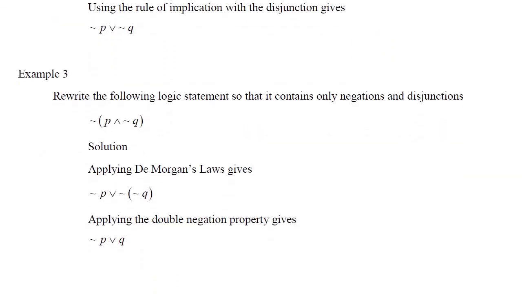All right, our last example here. Rewrite the following logic statement so that it contains only negations and disjunctions. So I have the negation of, open parentheses, P ANDed with not Q. So here we're going to apply De Morgan's laws. So applying De Morgan's laws, I distribute my negation through. That gives me not P. My AND turns into an OR, and I get negation of Q. And now I'm going to apply my double negation property, and that gives me the negation of P ORed with Q.